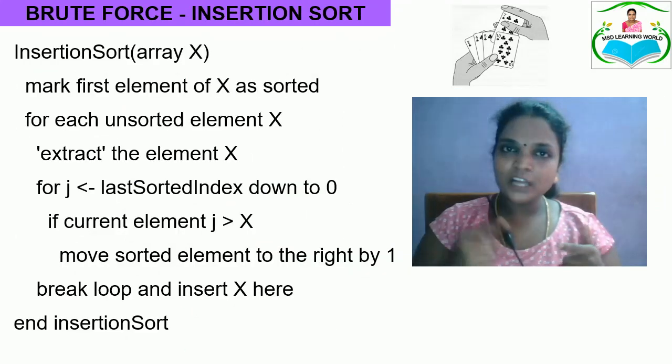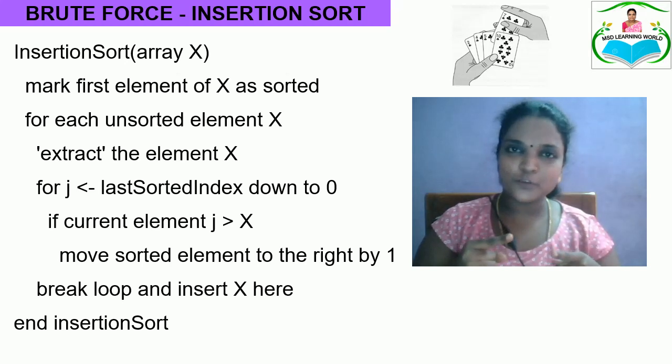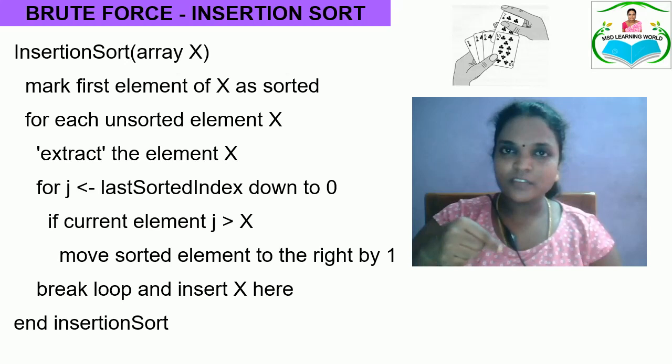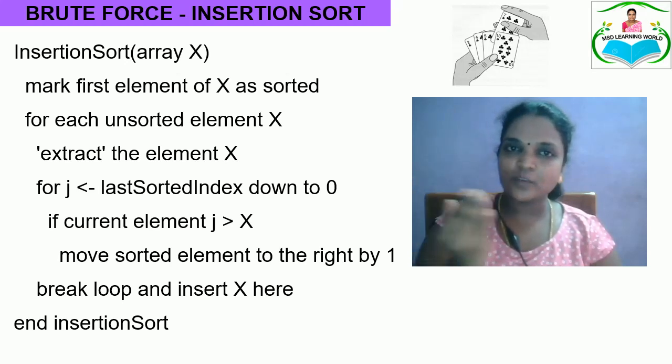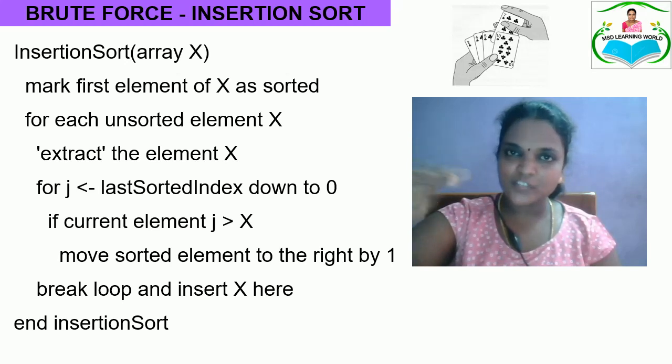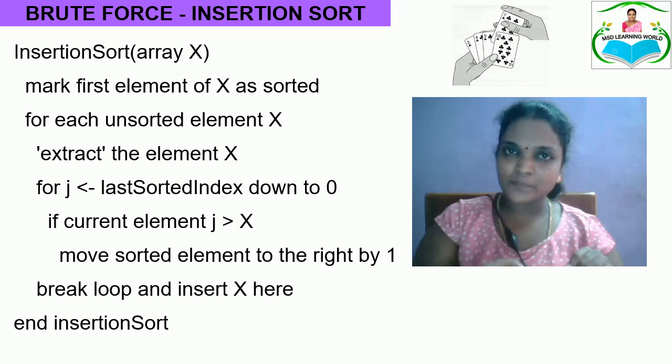So now the algorithm for the insertion sort using the brute force approach: the array X is going to be sorted by using the insertion sort, which is going to have n number of elements. Initially I am going to mark the first element of X as sorted. Now we are going to extract the next element and check it against the sorted elements. If the current element j, taken from the unsorted elements, is greater than the element present in the sorted order, it is going to be kept at the right hand side.